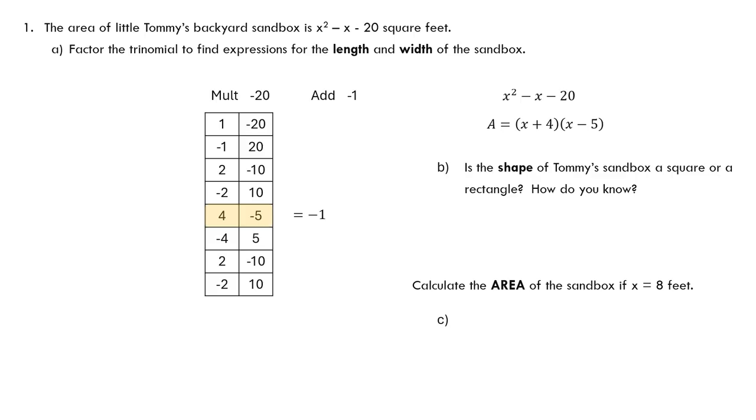Now B, is the shape of Tommy's sandbox a square or a rectangle? How do you know? Well, if it was a square, then both the length and the width would be the same. But if the length is x plus 4 and the width is x minus 5, they are not the same. So we have to assume that it's a rectangle.